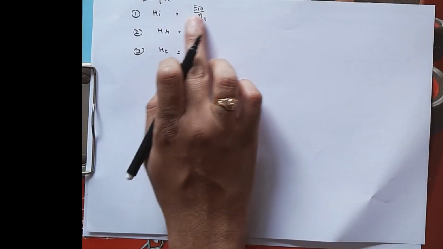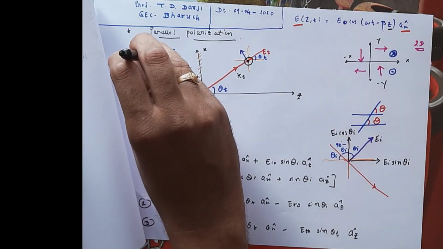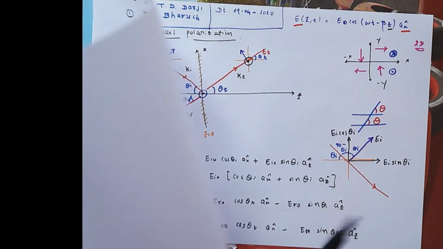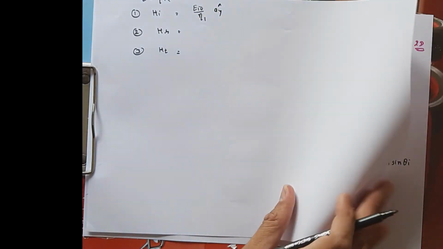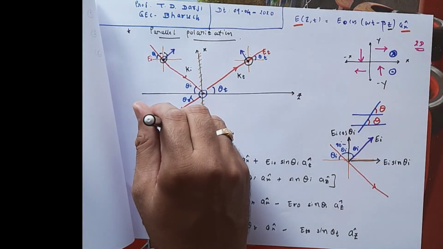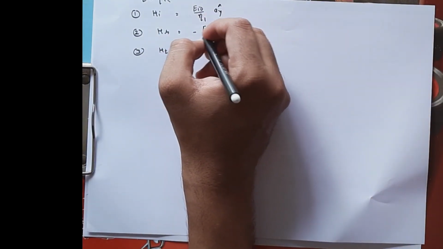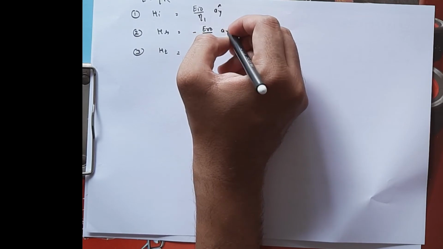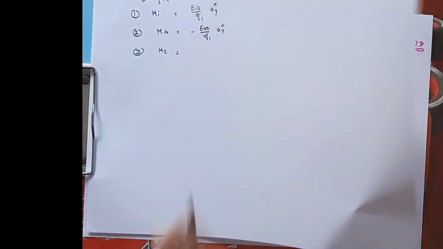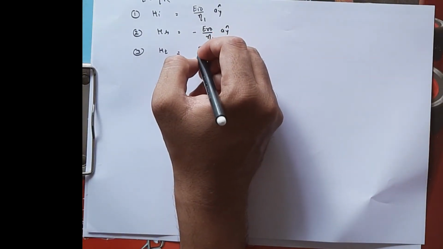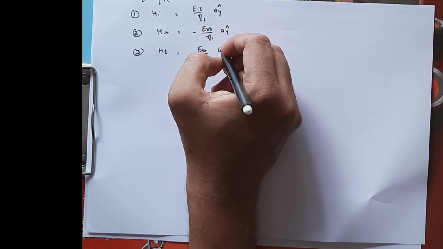Okay, so HI is equal to EIO by eta 1, in which direction? Here we assume the magnetic field is in the y direction, so this is AY. What about the reflected field? The reflected field is in the minus y direction, so this is minus ERO by eta 1 AY. And what about the transmitted field? The transmitted field is in the same, positive y direction, so this is ETO by eta 2 into AY.